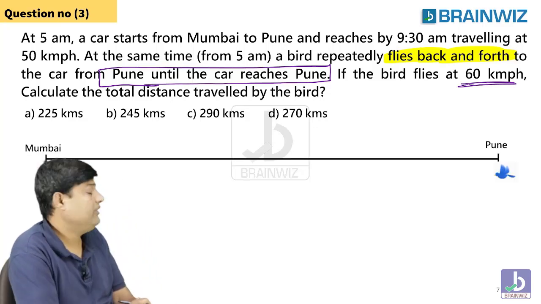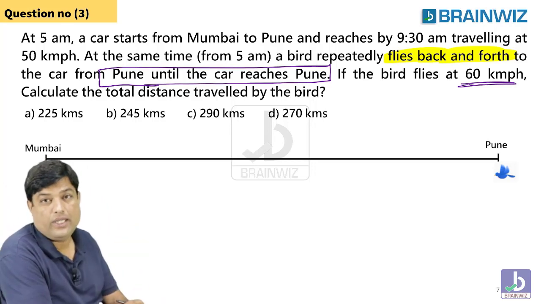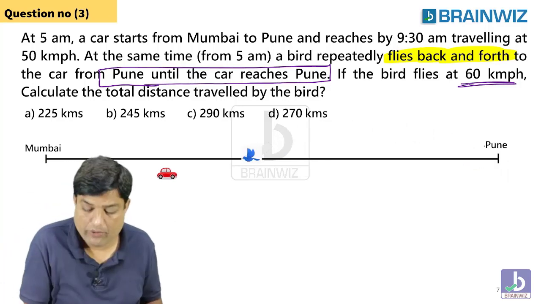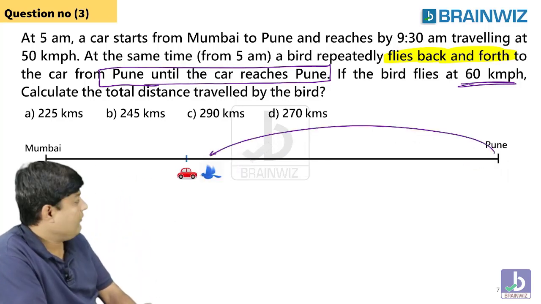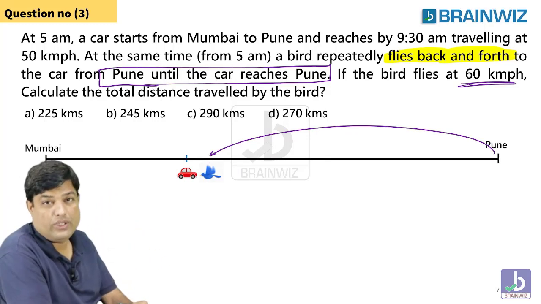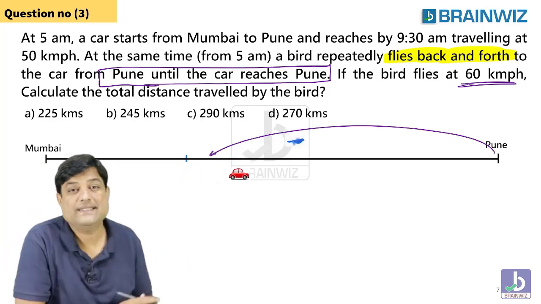Let me try to give a brief explanation here. There's a car at Mumbai and the bird at Pune. They start moving towards each other, so at a certain time they will meet. We have no idea where they're going to meet, somewhere over here. Then the bird travels back and forth, which means the bird goes back while the car is also moving towards Pune. Are you understanding, everybody? This kind of movement is happening.